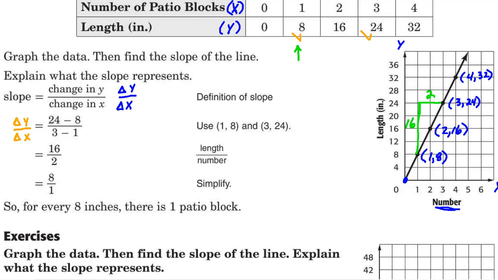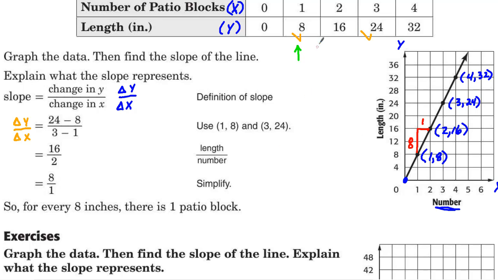What if they had picked different points? Let's undo those things I just did. Let's get rid of those, including that. And let's pick a different pair of points. Let's go from 1, 8, just to 2, 16. Notice the change from 8 to 16 is 8, and the change from 1 to 2 is 1. And that gives us also a change of 8 to 1.